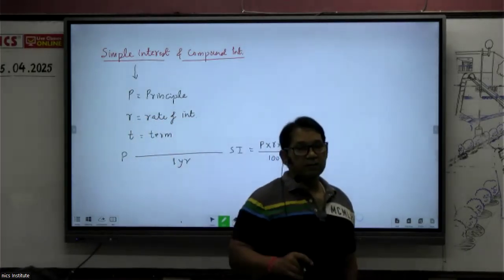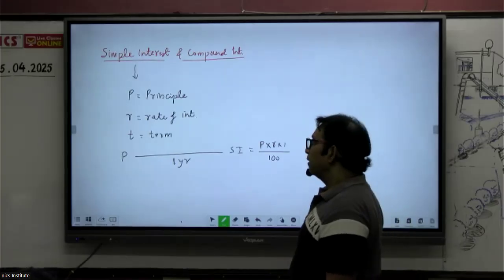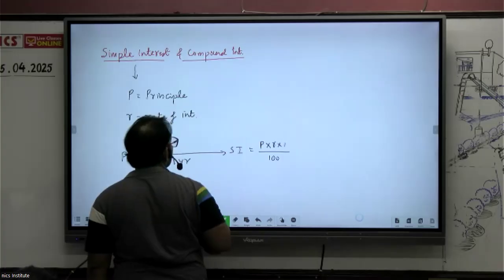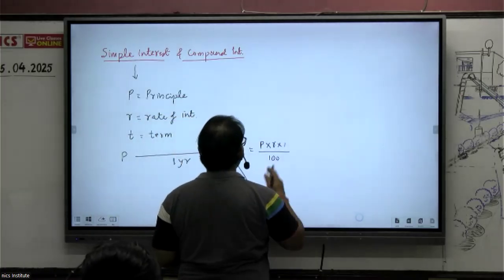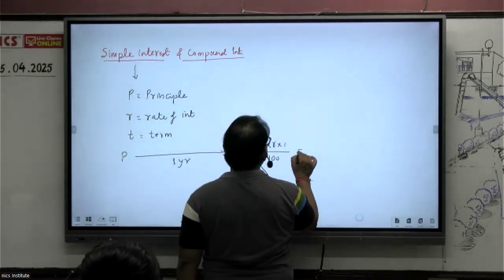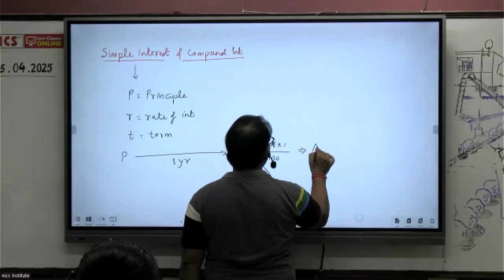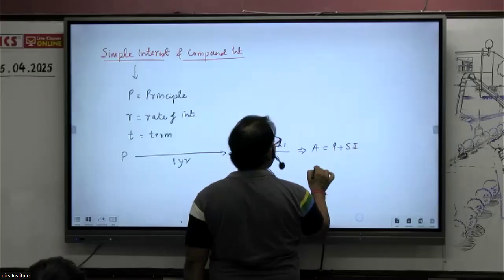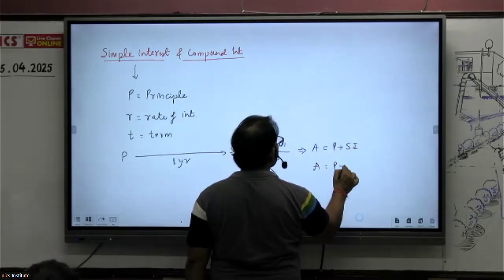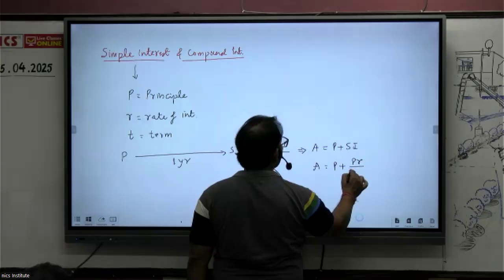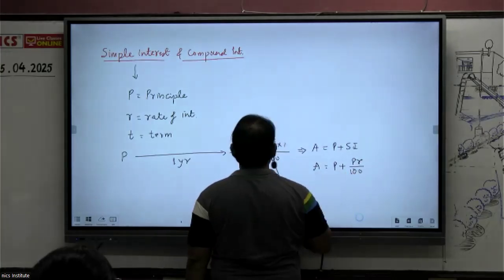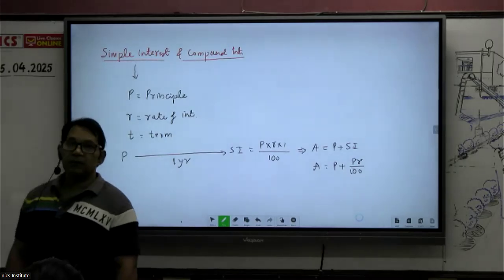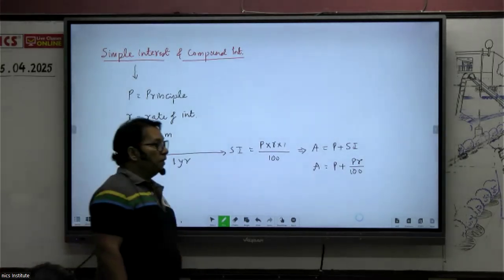Because this is one term, the interest will be calculated for the one term. It will be PR into 1 by 100. So at the end of the year, amount due will be principal plus simple interest. That is, amount will be principal plus PR by 100. So that is the amount to be paid after 1 year.